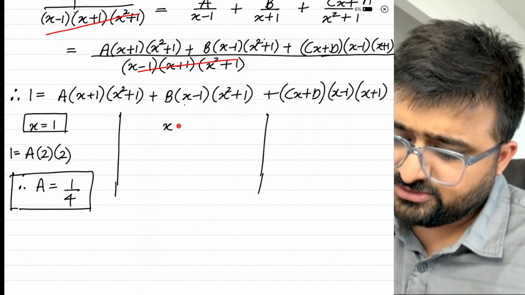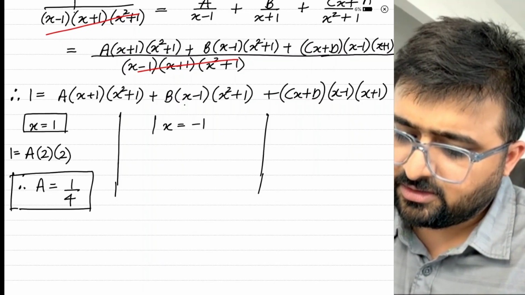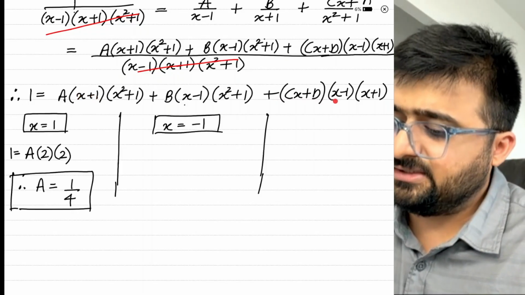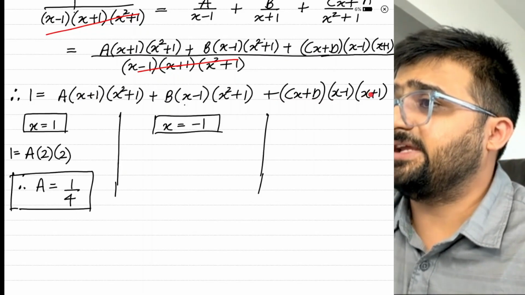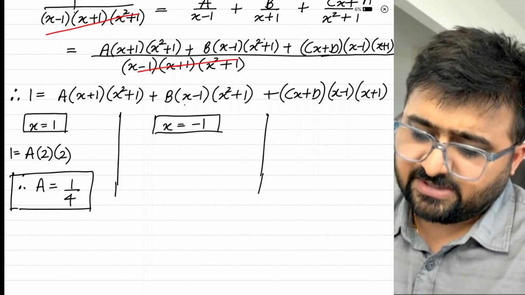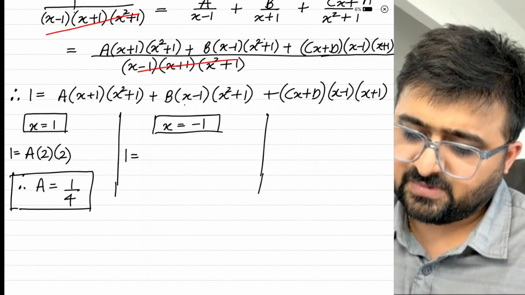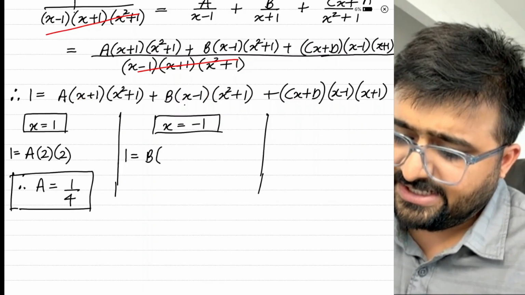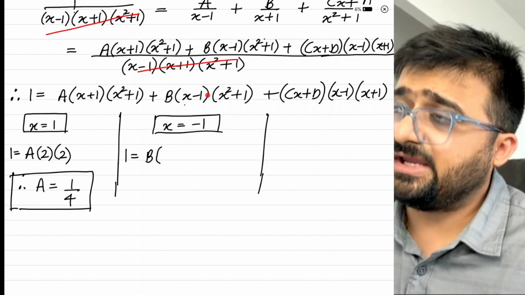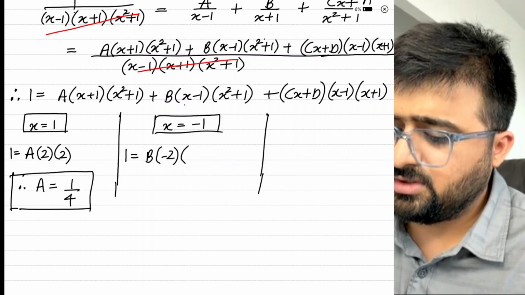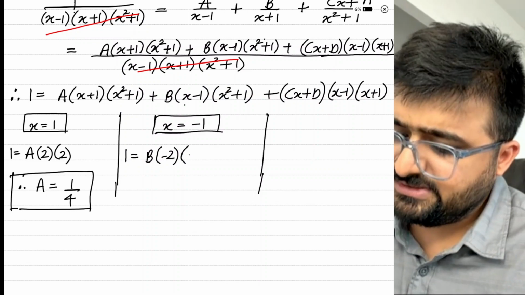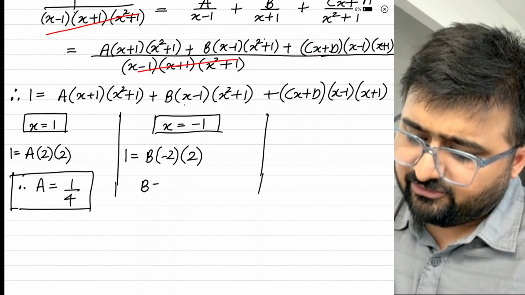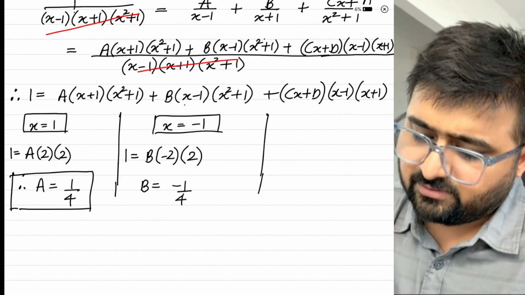I think the best one that looks easy to me is minus 1, because once you put minus 1, the first term will become 0, and the last term will become 0 because of this minus 1 plus 1. So let's put minus 1. You have 1 is equal to, again this will become 0, minus 1 plus 1. This will become b times minus 1 minus 1 is minus 2. Minus 1 square is 1, 1 plus 1 is again 2. And this was 0. So you have the value of b as minus 1 by 4.